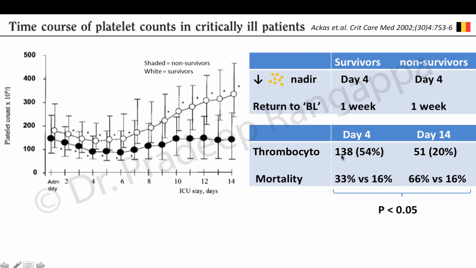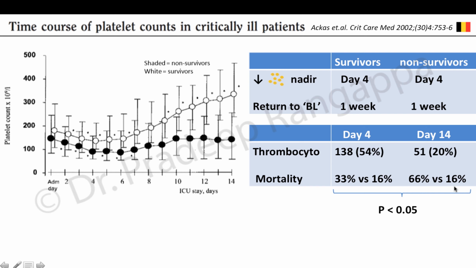But when you look at the survival, at day 4 thrombocytopenia was around 54%, and at day 14 platelet recovery tends to happen, and it was 20% at day 14. But when you look at the mortality at day 4, patients who had thrombocytopenia versus patients who did not have, the mortality was higher, 33% versus 16%, that was statistically significant. And even at day 14, if patients continue to have thrombocytopenia, the mortality was 66% versus 16%.